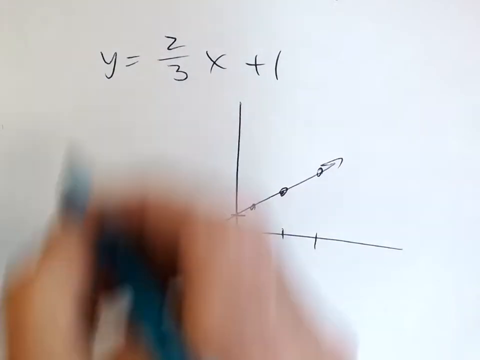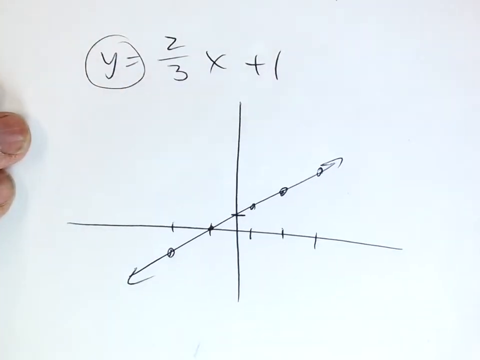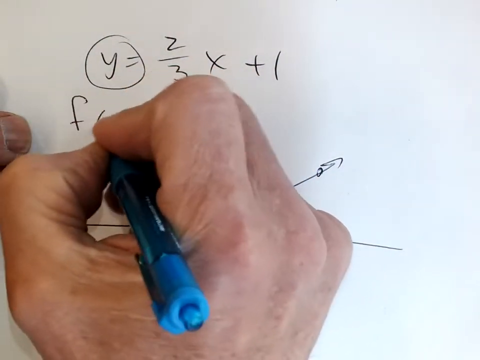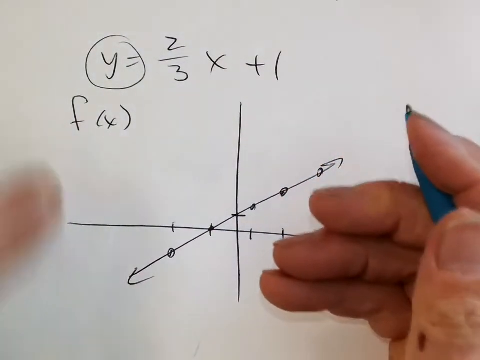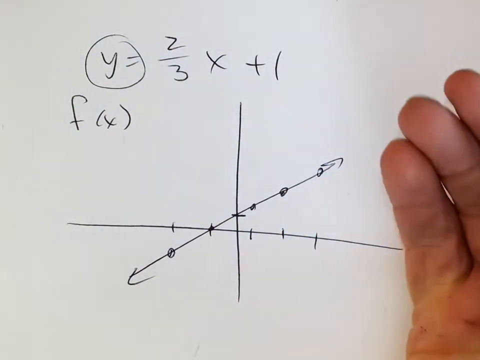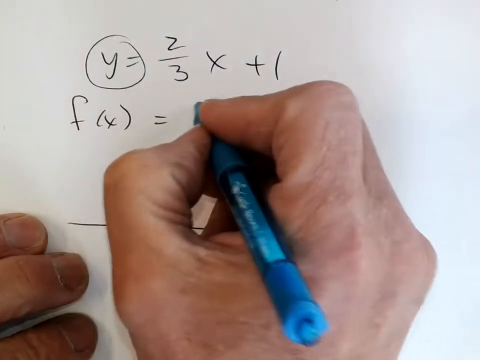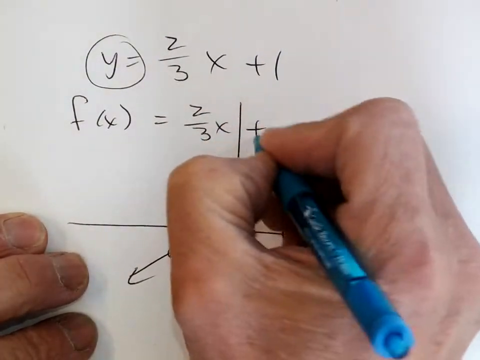So here's what we do. Since it is a function, instead of writing y, we write f of x, because it is a function. Instead of y equals, we're going to say f of x equals. Okay?